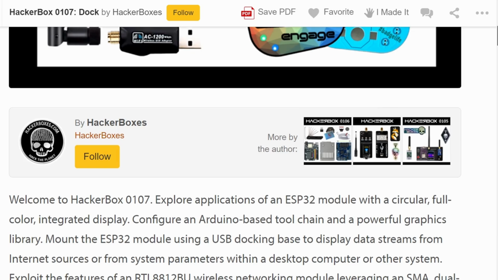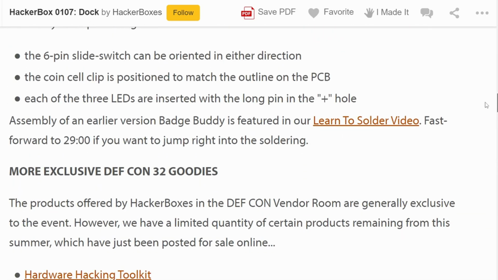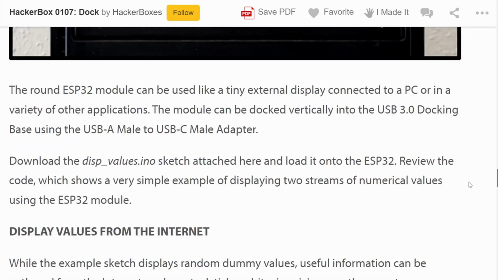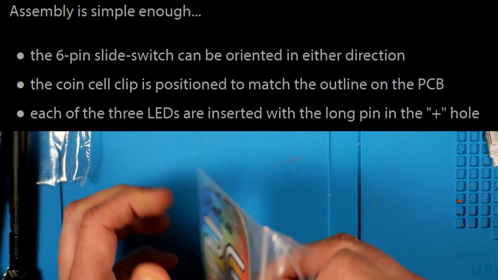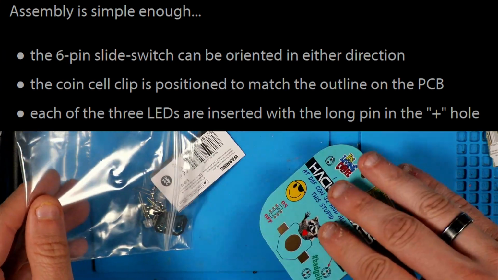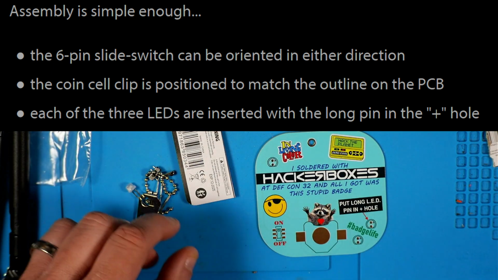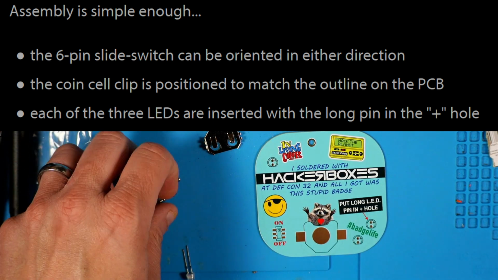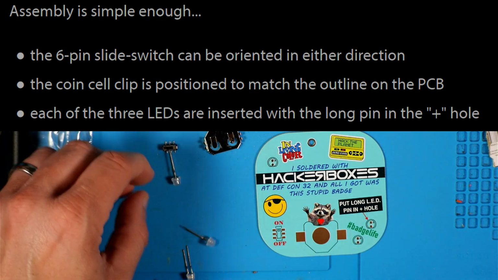Just like they always do, the folks from Hackerboxes have included a great set of instructions here available on Instructables. I have a link to that in the description. Even if you don't have the Hackerbox, you might find it pretty handy. The first thing the Instructable has us start with is this mini badge, and it's not too complicated. The switch can go in either direction. The coin cell clip is positioned to match the outline on the PCB, and each of the three LEDs are inserted with the long pin in the hole that's got the plus sign.